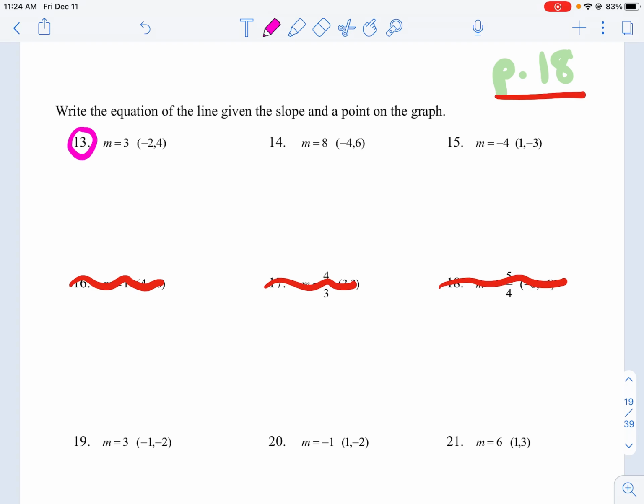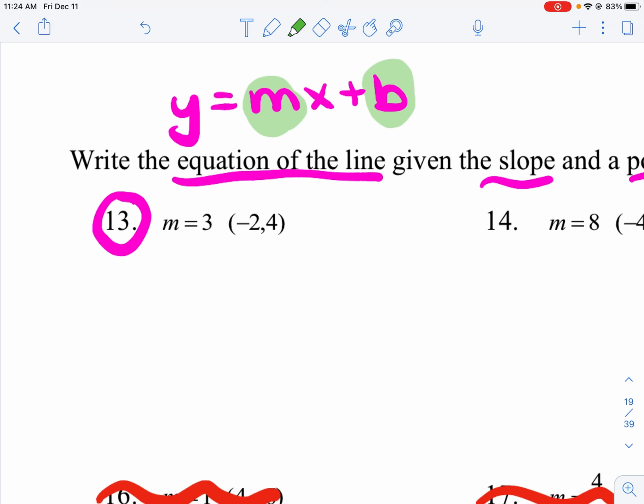We have the direction: write the equation of a line. We know what that is, right? Y equals mx plus b, given the slope and a point on the graph. So we need to plug in for two things when we have y equals mx plus b. We need to plug in for m and for b. If we look at number 13, that's the first one we're going to focus on.